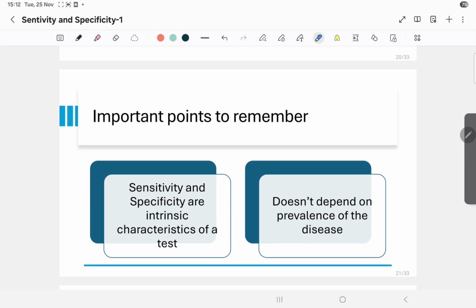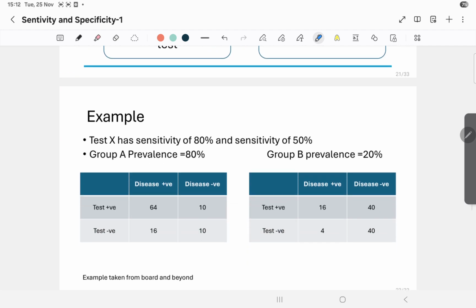So once more, sensitivity and specificity are intrinsic characteristics of the test and don't depend on the prevalence of the disease. Likelihood ratios are also intrinsic characteristics of the test. The only things that change with prevalence are positive predictive value and negative predictive value. We will discuss this in some other video.